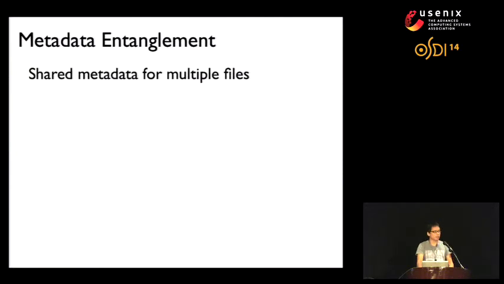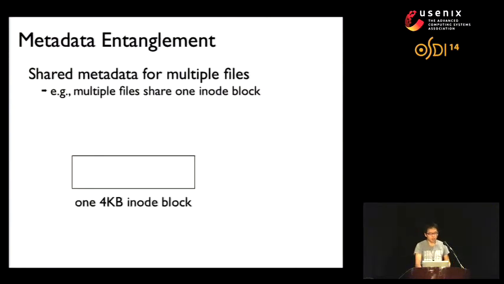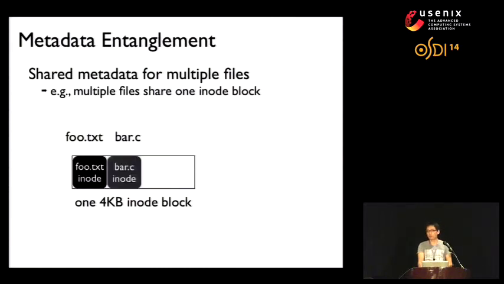Local file systems tend to use shared metadata for multiple files. For example, every file has an inode. Multiple files probably store their inodes in the same block. Here, we have a 4K inode block, and we have two unrelated files. Their inodes may be stored together in the same disk block. So if you have any I/O failure related to this inode block, both files will not be accessible.